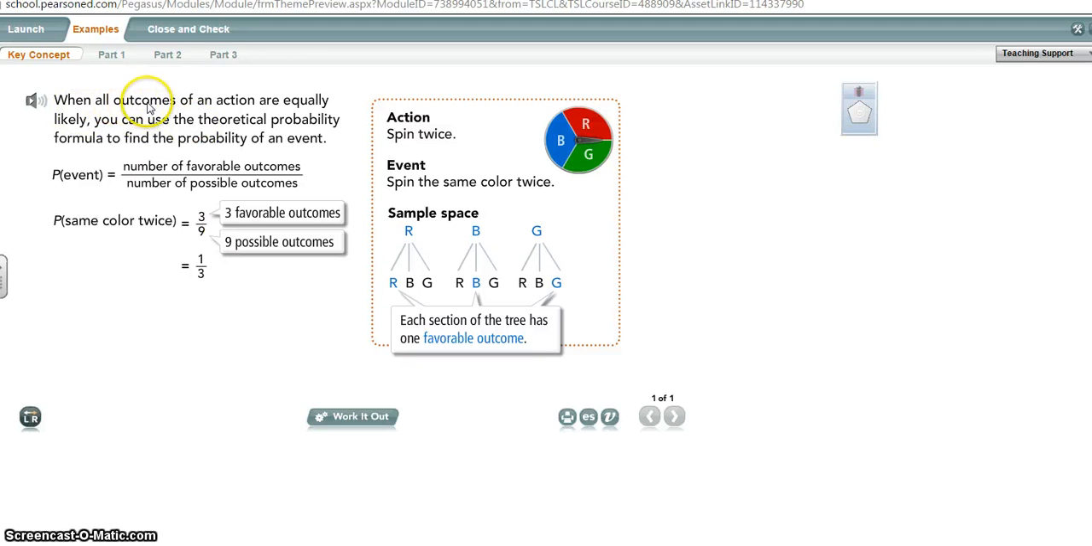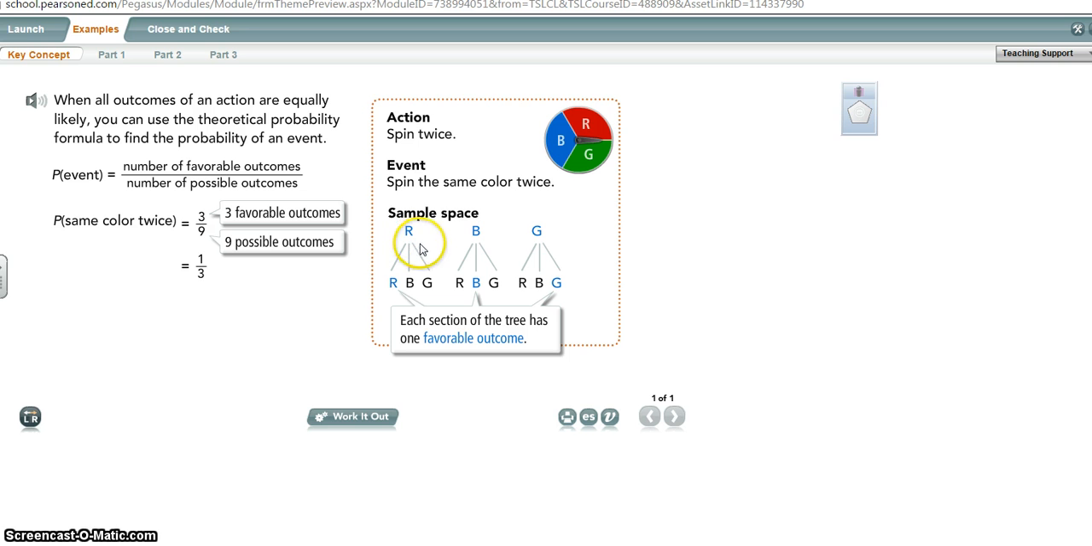When all outcomes of an action are equally likely, you can use the theoretical probability formula to find the probability of an event. The probability of an event equals the number of favorable outcomes divided by the number of possible outcomes. So in this example, we're spinning the spinner twice, and we want to know what our chances would be of spinning the same color twice.